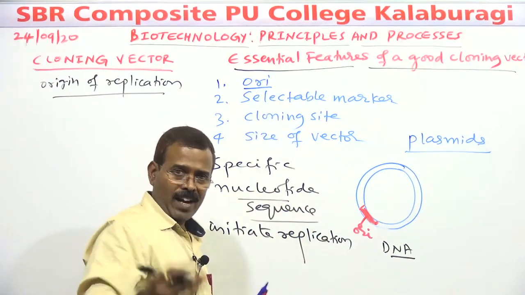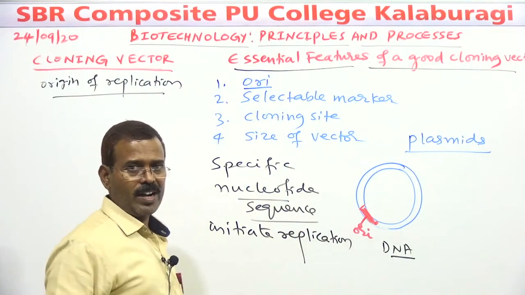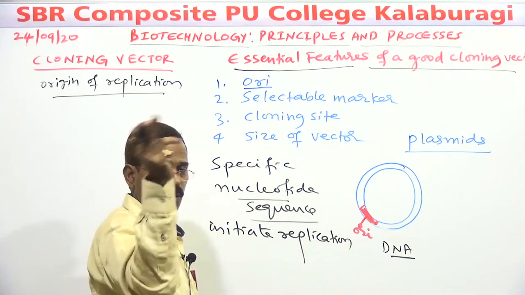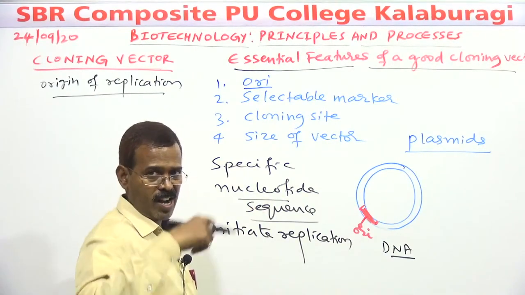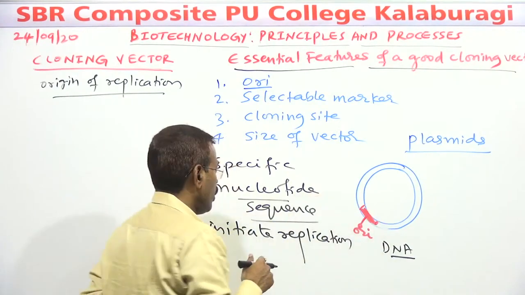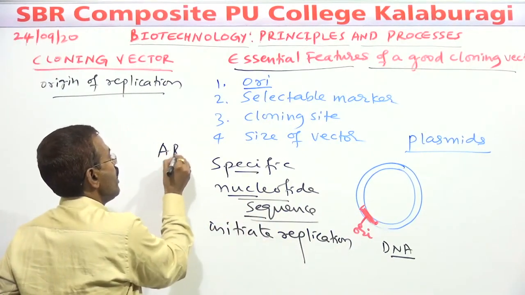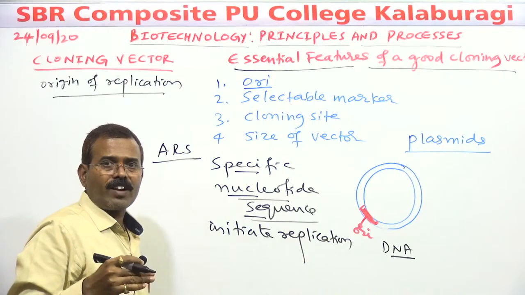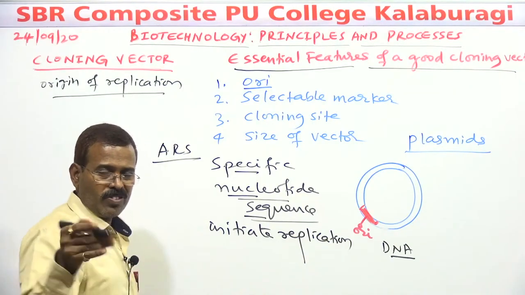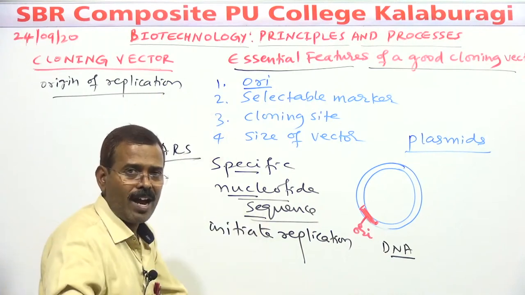A vector like a plasmid has its own ORI. Because of that, it has self-replicating property, it can make its own identical copies, independent of the host chromosome, host chromosomal DNA. So, ORI is a site in a vector which has specific nucleotide sequence. There, ARS can be present, autonomous replicating sequences, which can initiate the replication process.